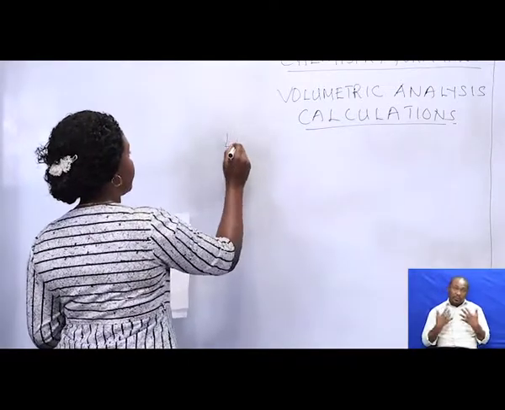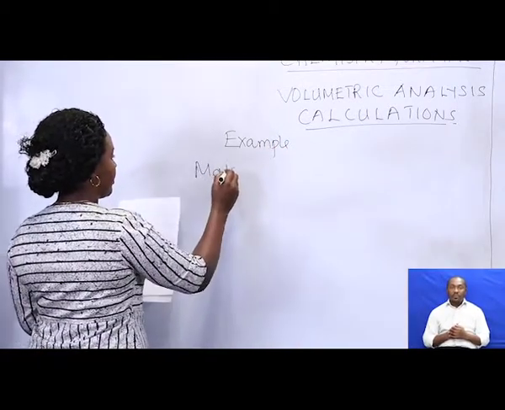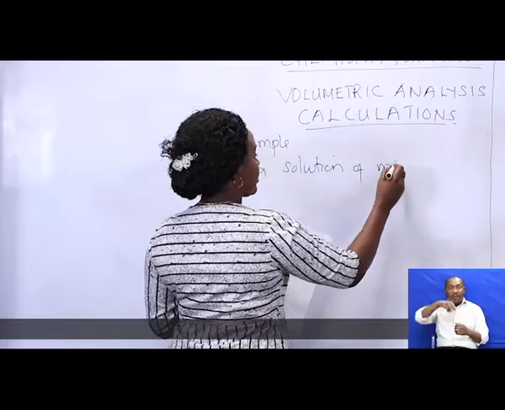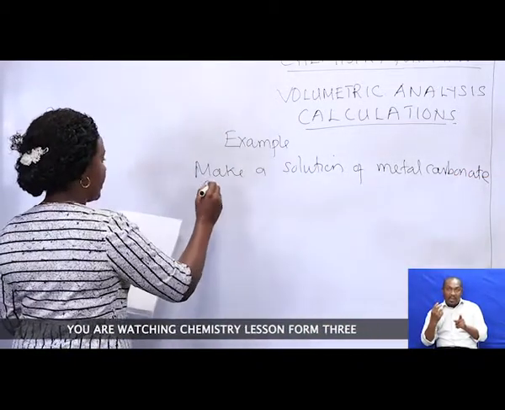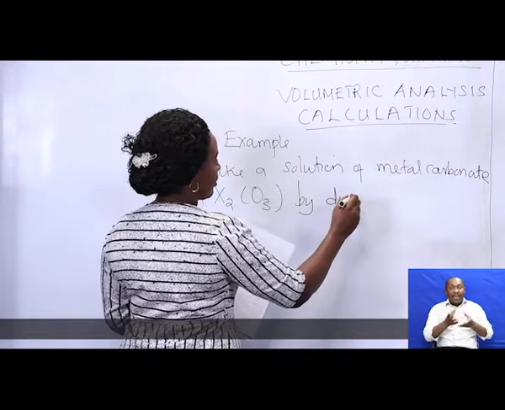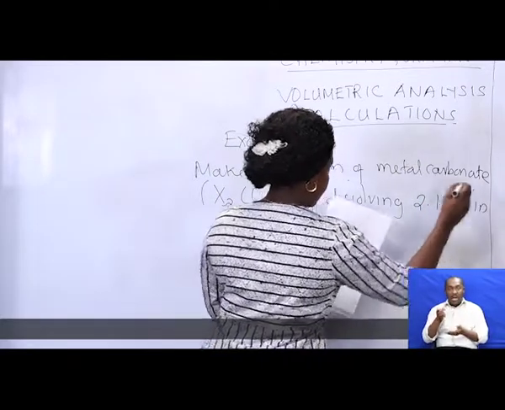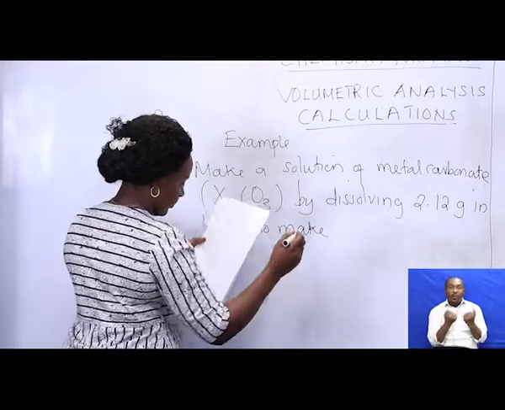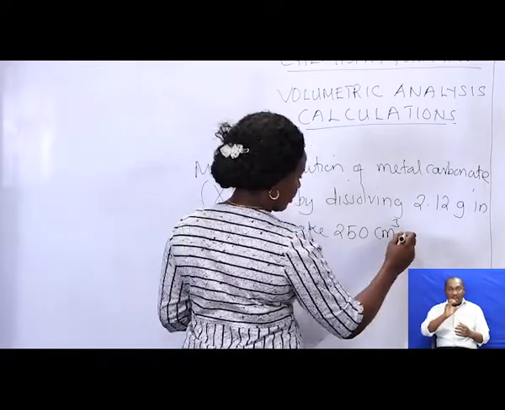So, example. Make a solution of metal carbonate X2CO3 by dissolving 2.12 gram in water to make 250 cubic centimeter of solution.